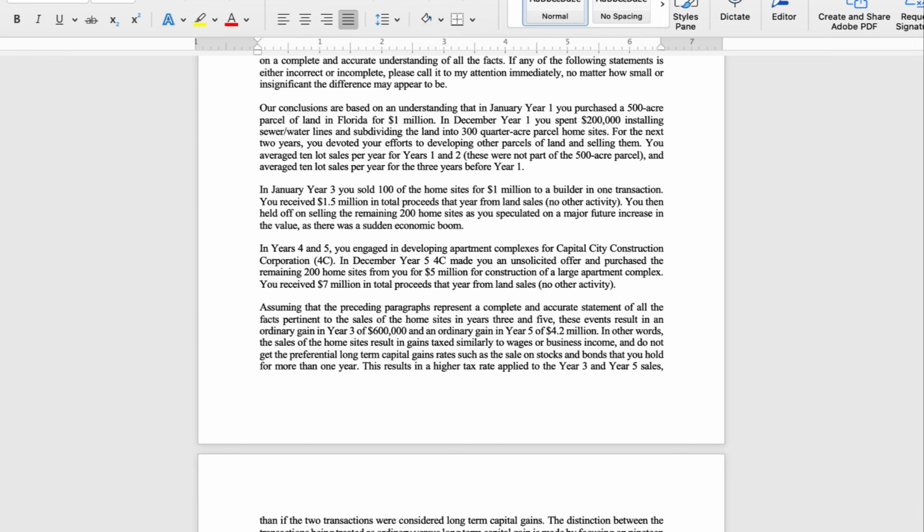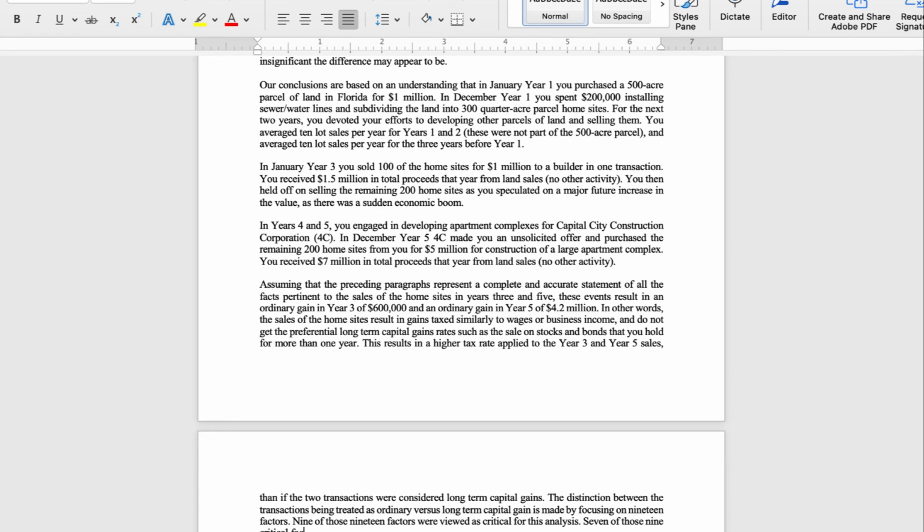9 of those 19 factors were viewed as critical for this analysis. 7 of those 9 critical factors weigh the transactions toward ordinary income, and therefore these dispositions will be treated as ordinary income.